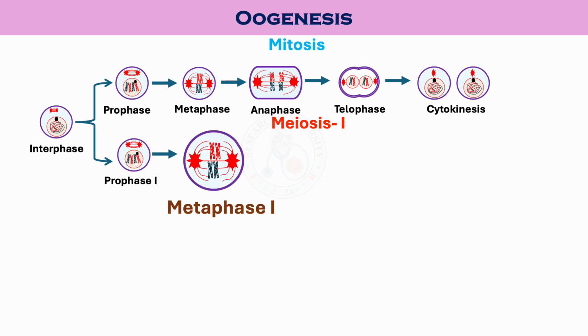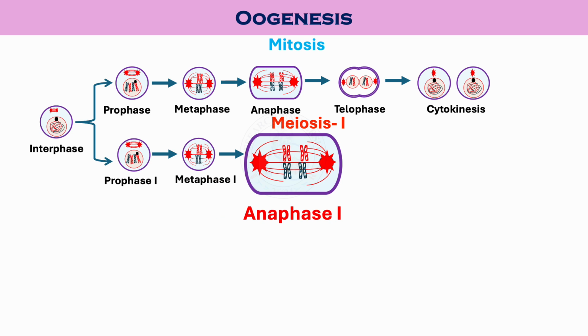At this stage, the tetrads line up along the metaphase plate, a plane equidistant from the two poles of the cell. Each homologous chromosome within the tetrad is attached to spindle fibers emanating from the opposite poles of the cell via the centromere. The orientation of each tetrad along the metaphase plate is random, contributing to genetic diversity in the resulting gametes.